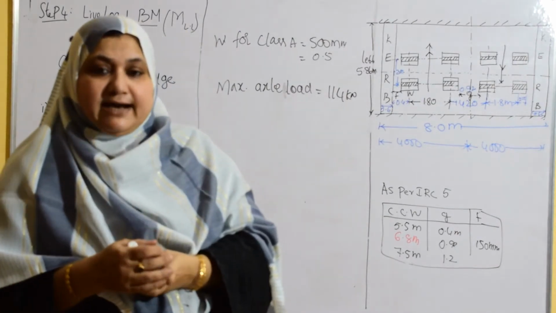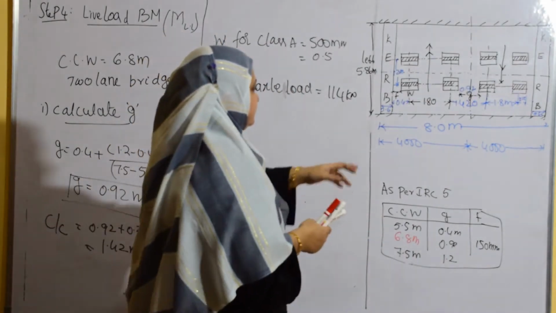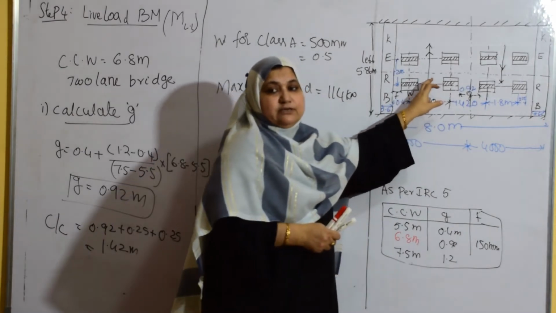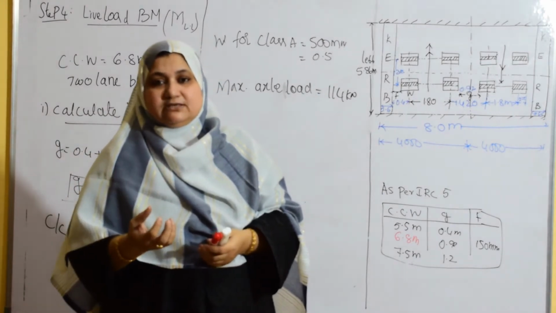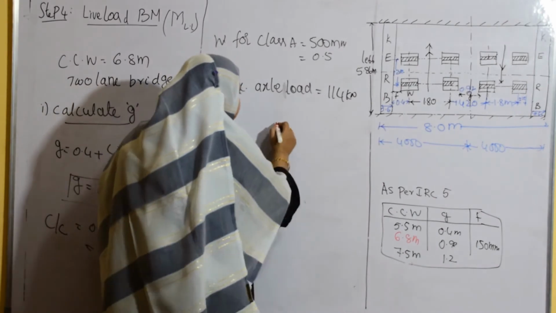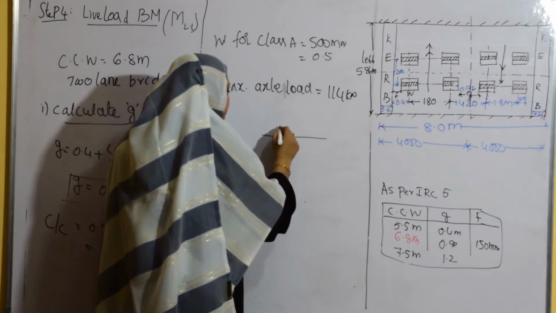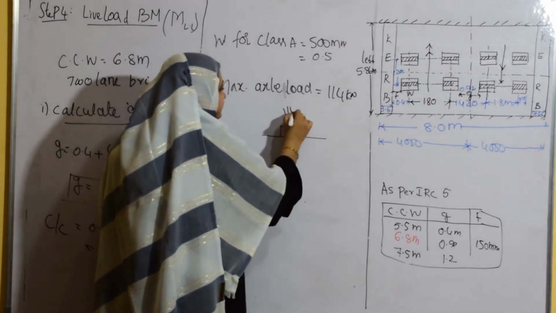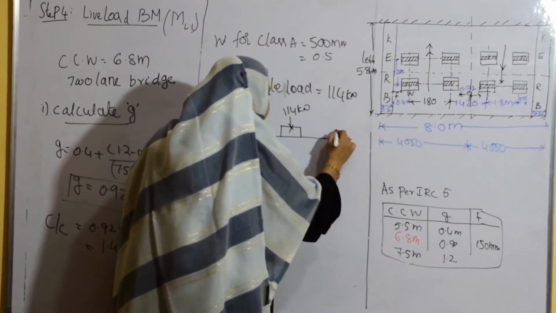So whatever load you are placing, this is a concentrated load. This is one axial, it is 114 kilonewton. This is one axial load. It will not be transmitted as a concentrated load, not as a point load. I'll just draw one figure and try to explain. Suppose this is the road on which I am placing one axial, 114 kilonewton. There is another axial at a distance of 1.8 meters.